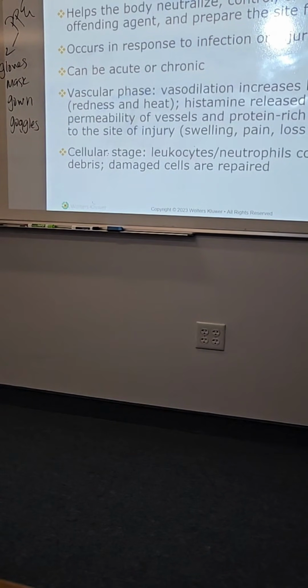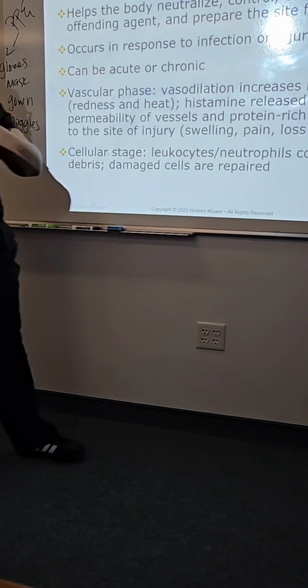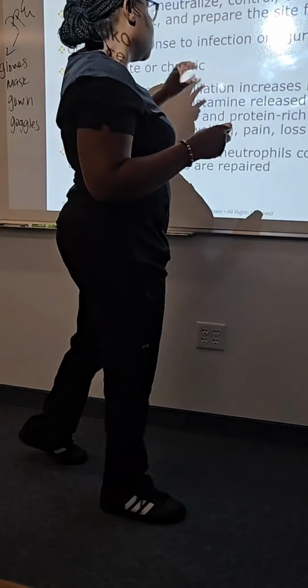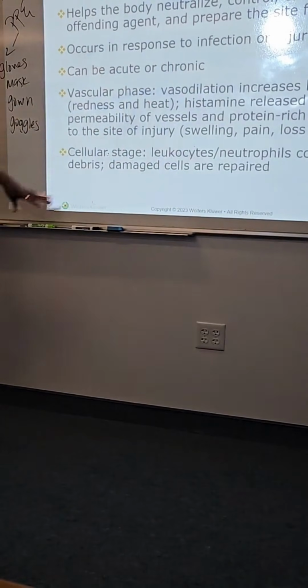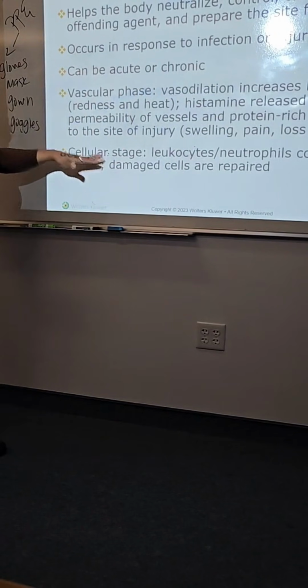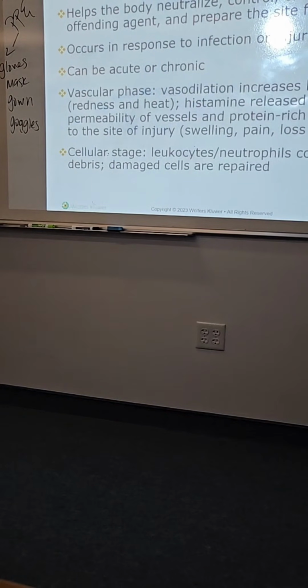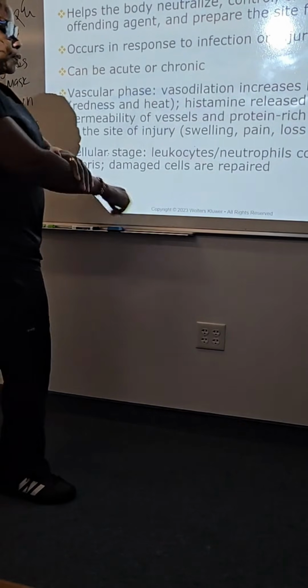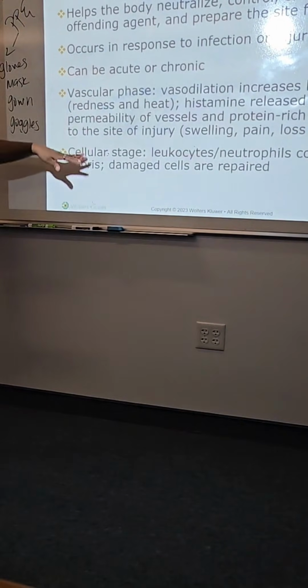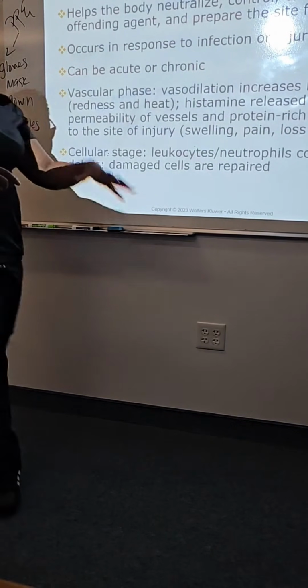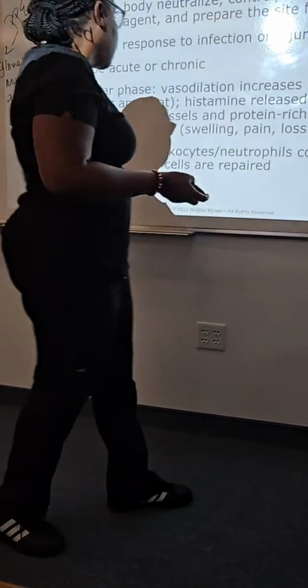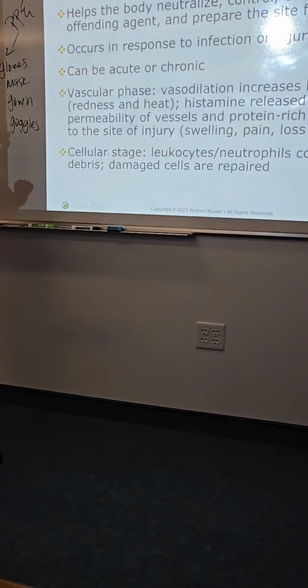Just note that the inflammatory response can be acute and it also can be chronic. In other words, they may be dealing with this for an extended period of time. Know the different phases just for the next exam. Vascular versus cellular stages: vascular means there's vasodilation, you see the redness, the heat. This is where you can see some allergic reaction because of the histamine production. They may have swelling. They may also have loss of function of that particular body part. All of that takes place in the vascular phase.